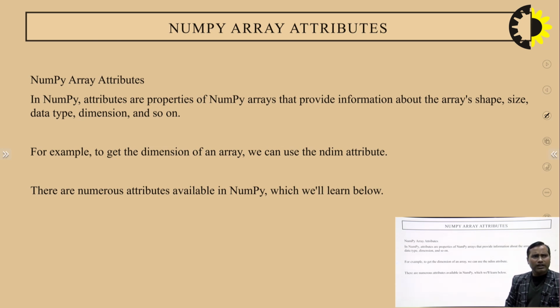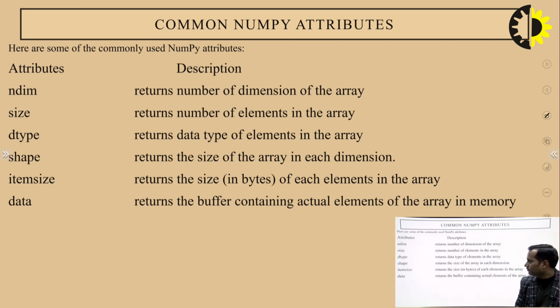By using the NumPy attributes, or the properties of NumPy, we can get information about the arrays that we have created. What is the information? Like we can print the shape, size, data types, dimensions, and so on. For example, if we want to print the dimension of an array, we can use the ndim attribute. So there are numerous attributes available in NumPy.